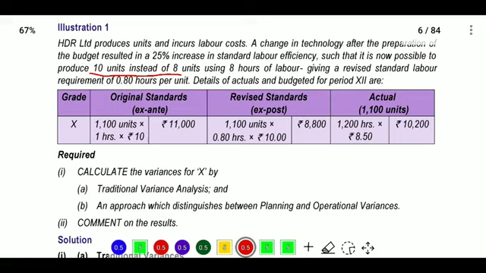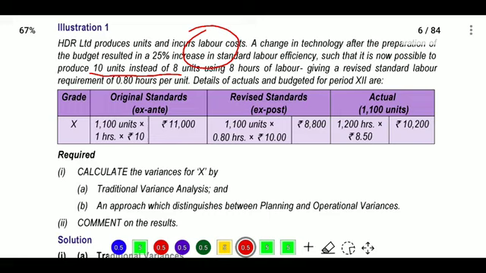So what is the 8 hours? Labor hours given. Revised standard labor hours requirement will be 0.8 hours per unit. So it is revised. Details of actual and budgeted for the period are provided: original standard, revised standard, actual quantities. So it is related to labor. Labor means always we have hours.